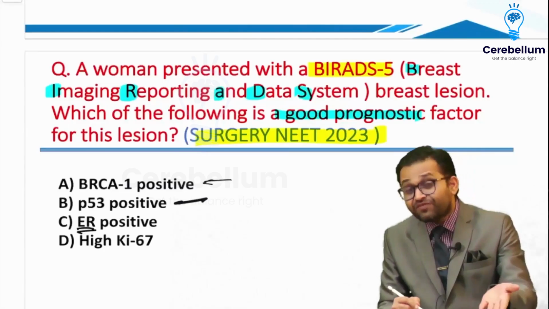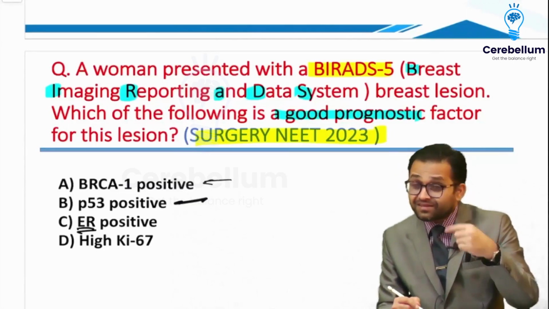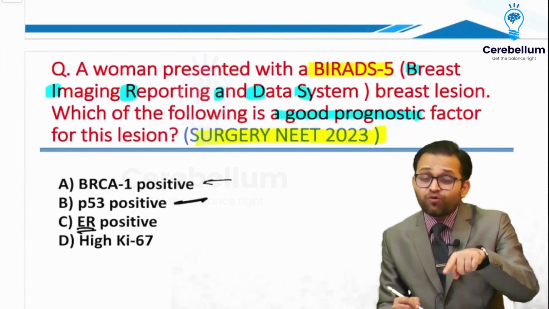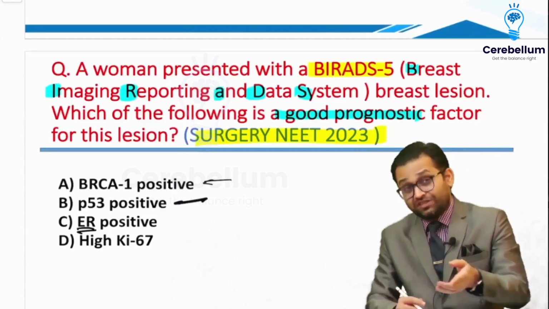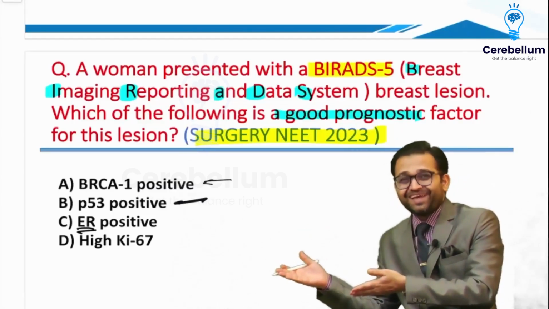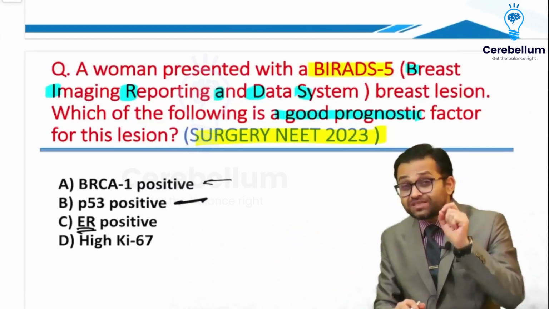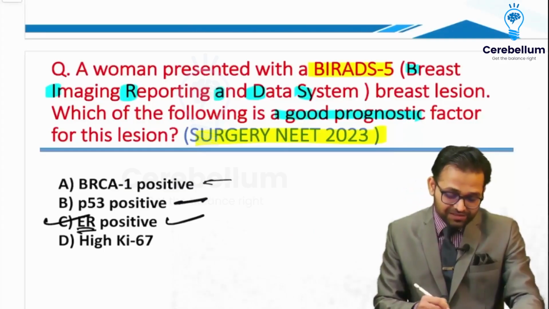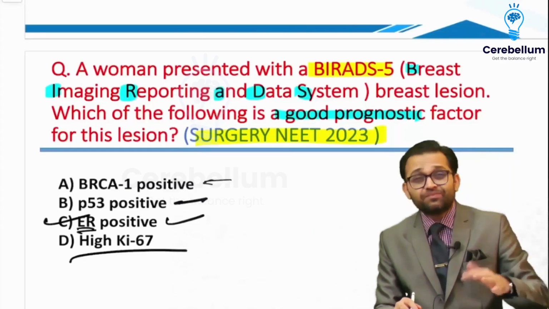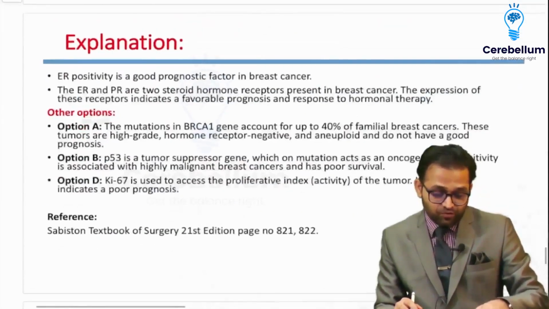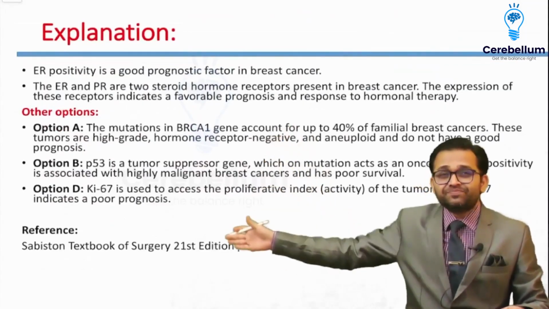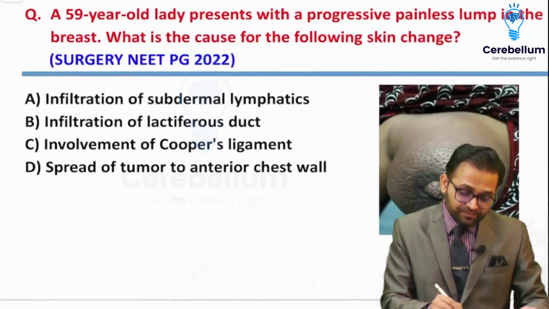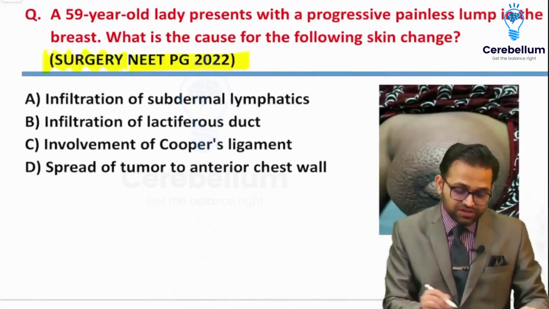If estrogen is properly maintained, then there is no chance of breast carcinoma. But after menopause, the estrogen is decreased, so there is a chance of breast carcinoma. So estrogen receptor positive means estrogen is present, so it is good. Yes, this will be the answer. And high Ki67 is a bad prognostic factor. So these are the points I told you in the explanation. Here is the reference. Now try to understand another NEET PG 2020-22 surgery question.